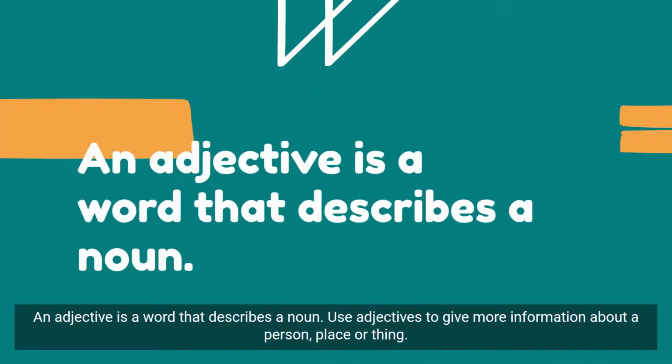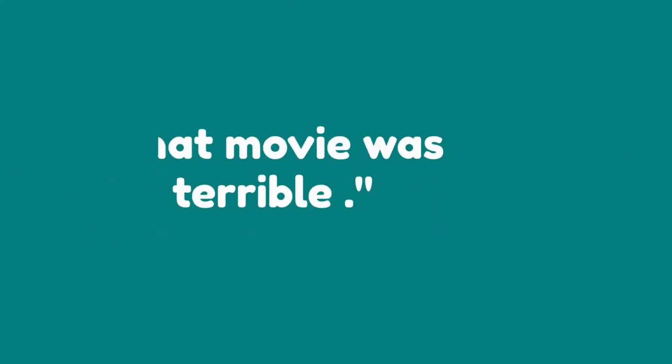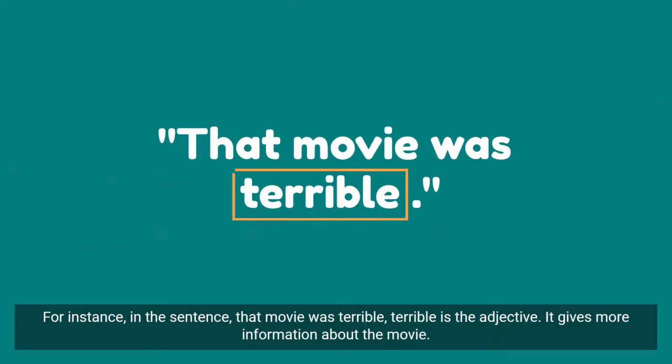An adjective is a word that describes a noun. Use adjectives to give more information about a person, place, or thing. For instance, in the sentence, "That movie was terrible," terrible is the adjective. It gives more information about the movie.